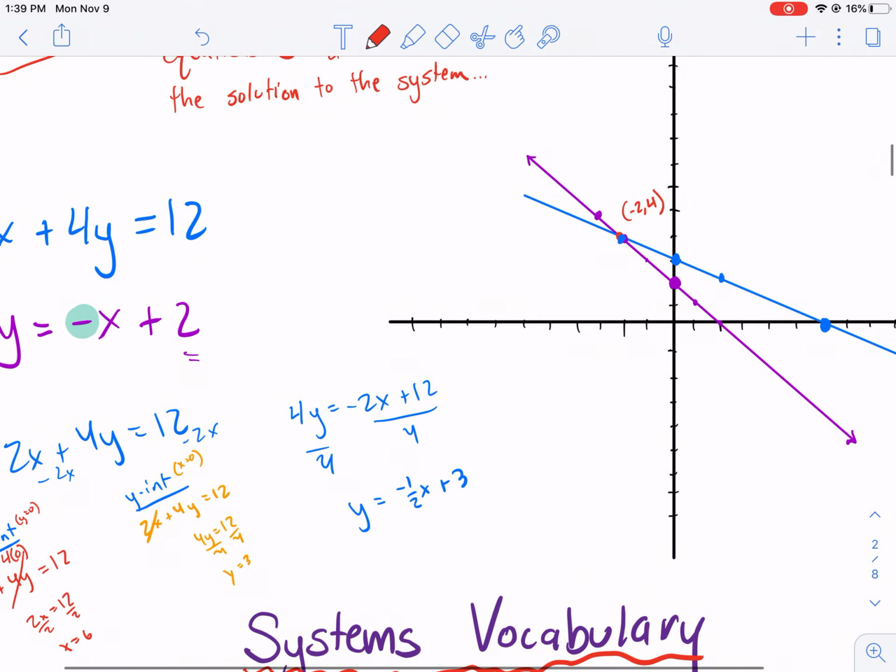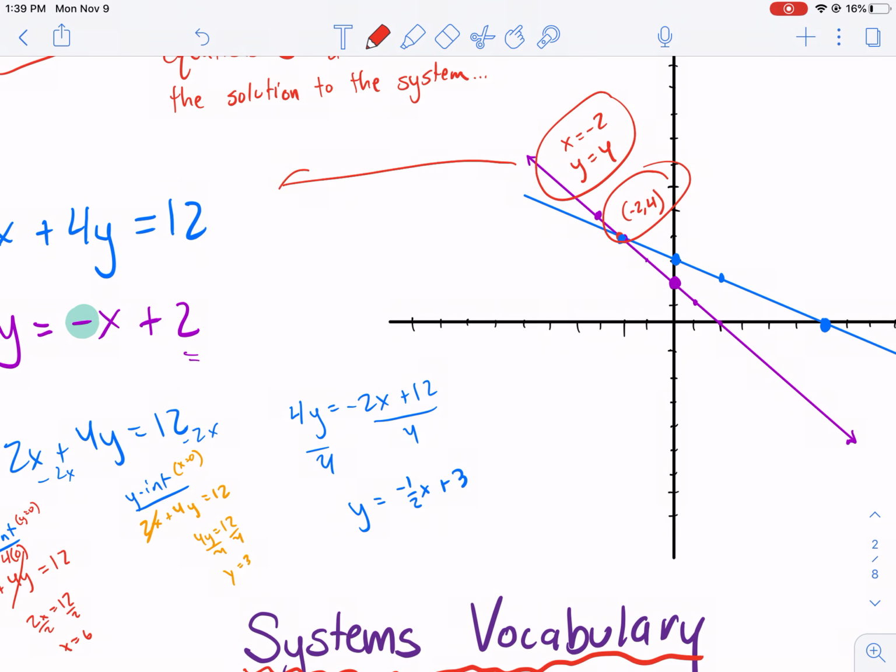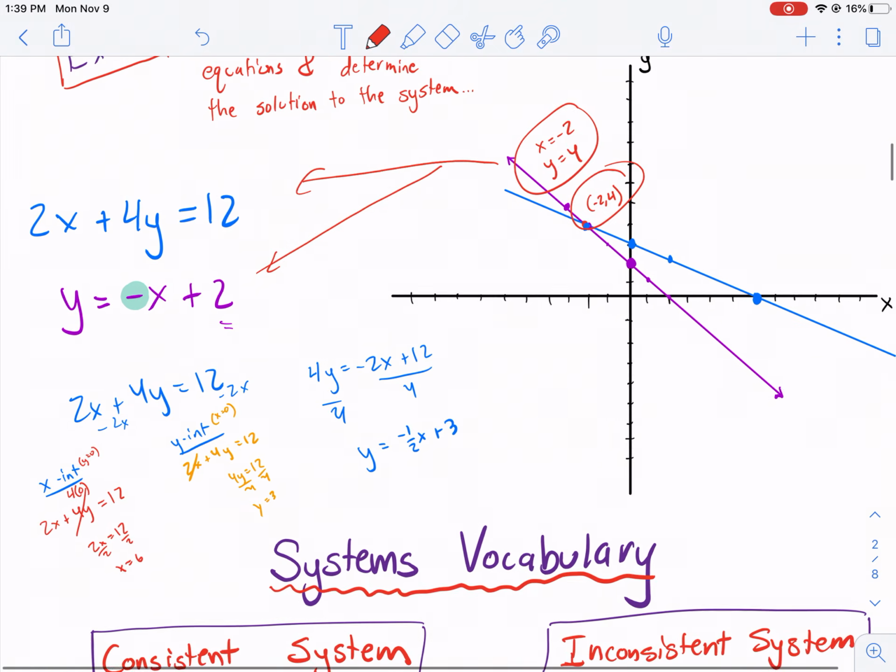Now, what does that mean? This means I can plug in x equals negative 2 and y equals positive 4 into both equations, and it's going to make a true statement.